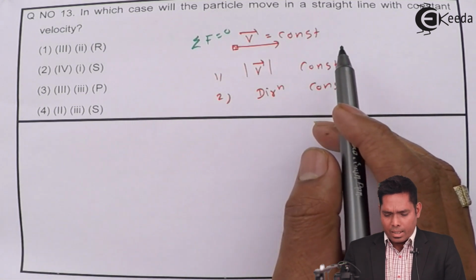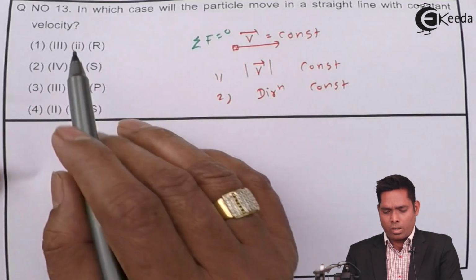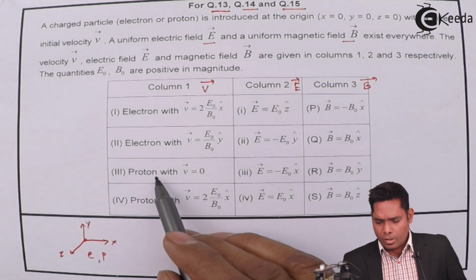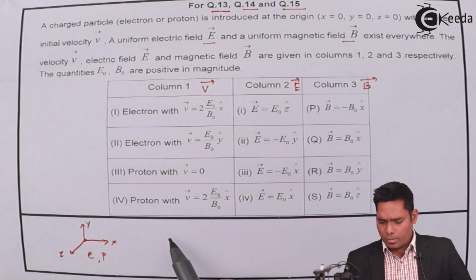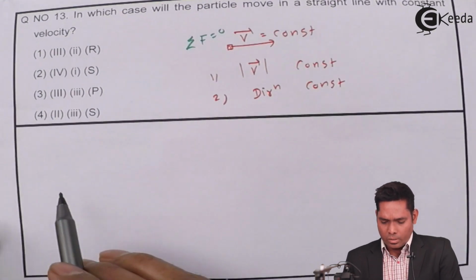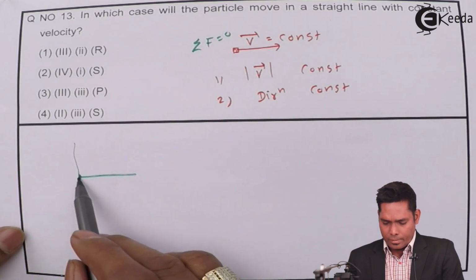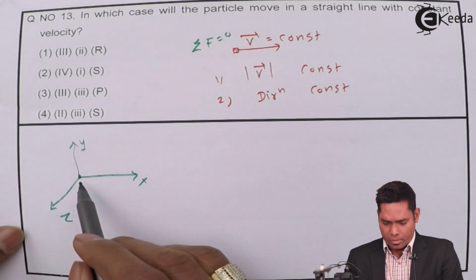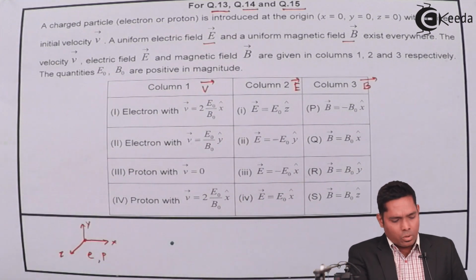The question is whether 3 2 R is correct. Option number 1, 3 2 R. So from here, a proton is projected with 0 velocity. There is a proton at the origin of x, y, z. It is not given any velocity.